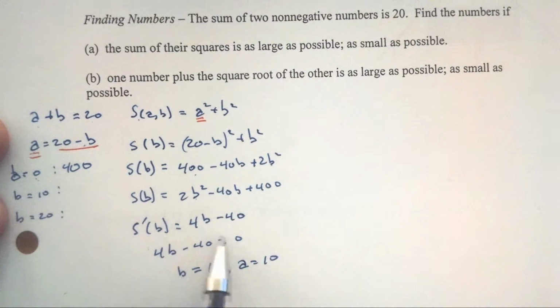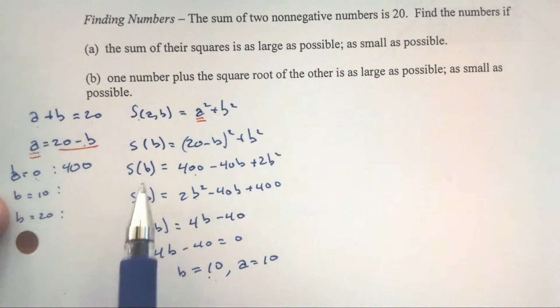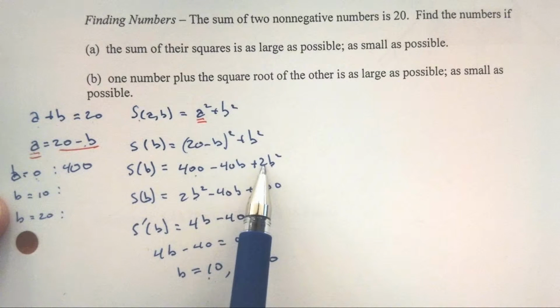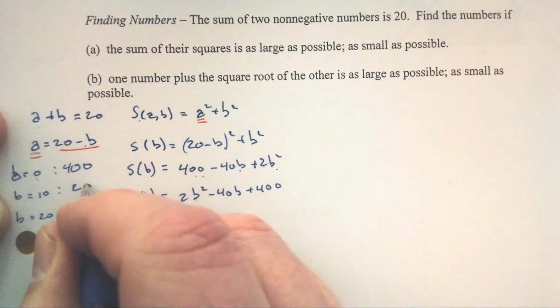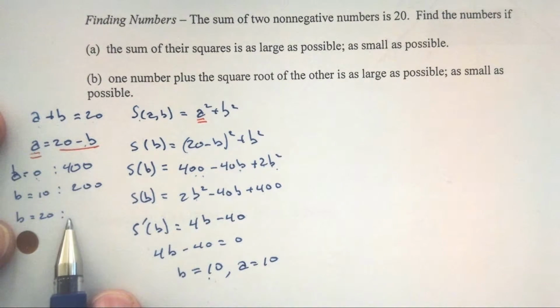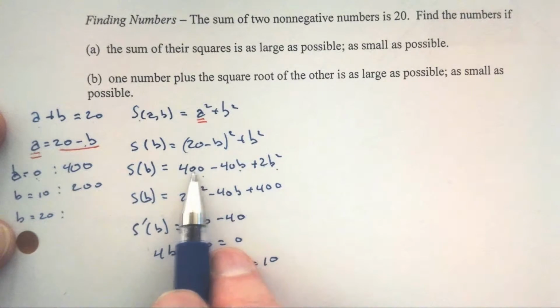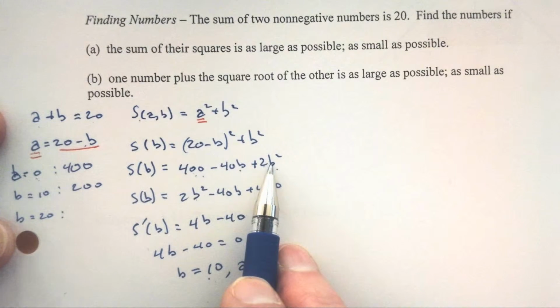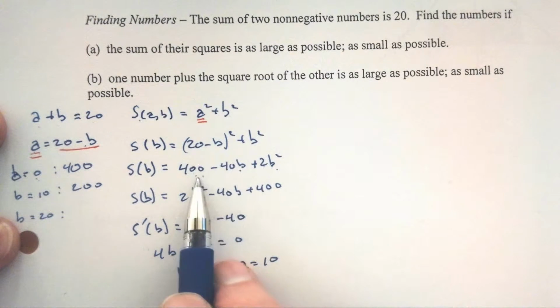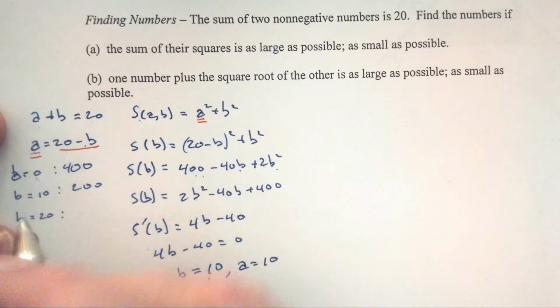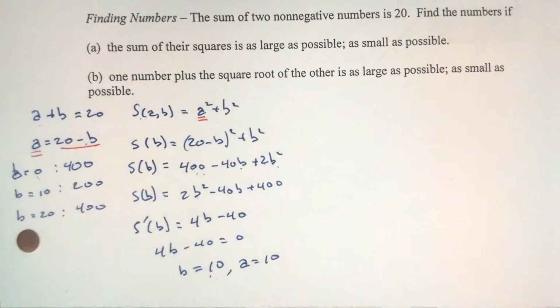If I put 10 in here for B, I get 400 minus 400 plus 200. And if I put 20 in here for B, I get 800, I get 1200 minus 800, therefore I get another 400 here. You can go through that and find that.